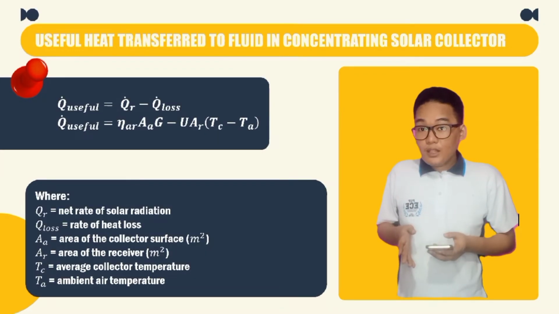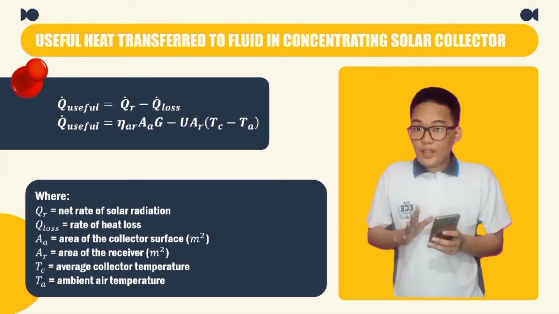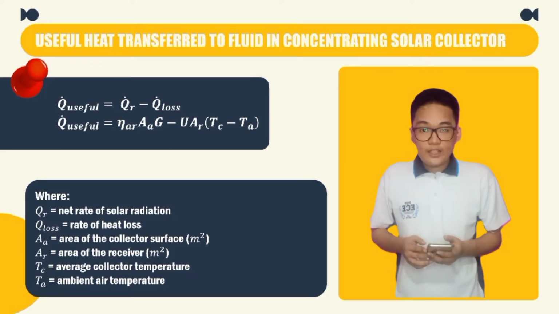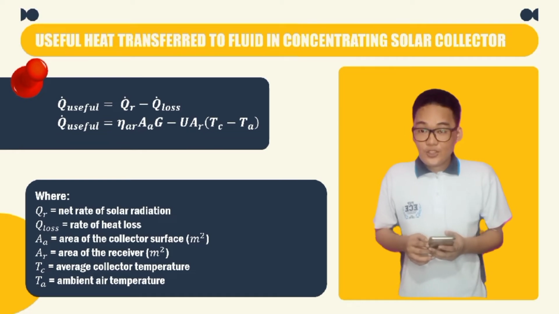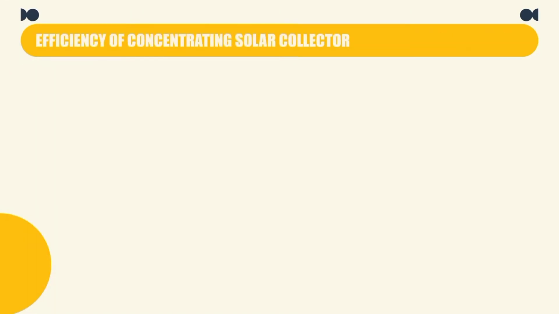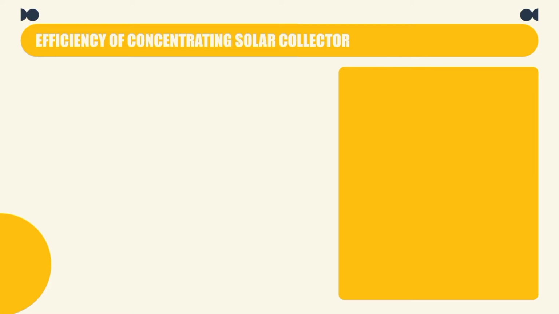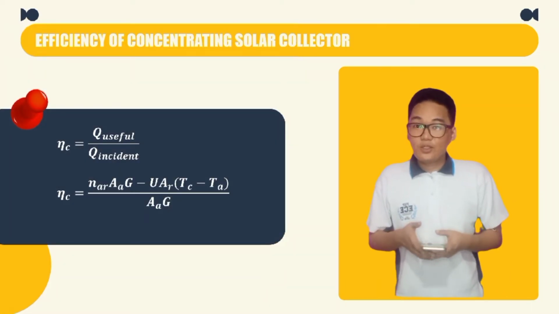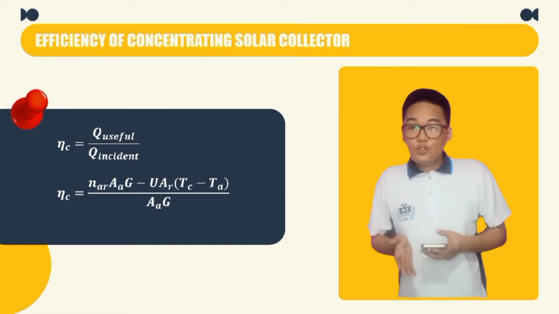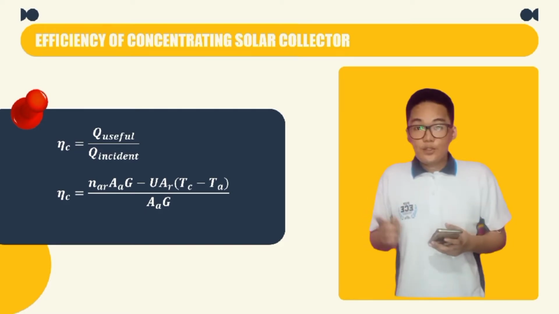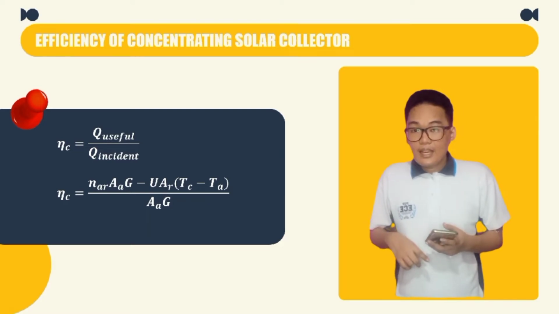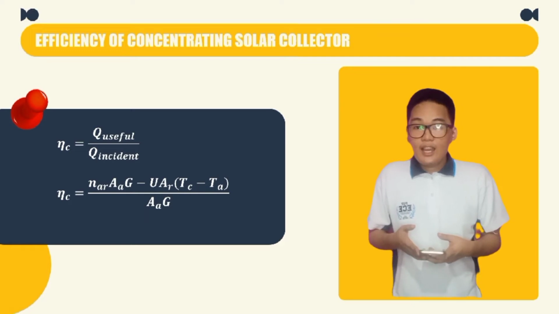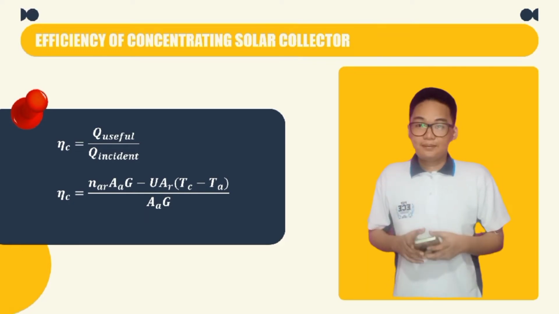Now, this is the formula for useful heat transferred to the fluid, which is basically the difference between the net rate of solar radiation and the net rate of heat loss. This is the formula for the efficiency of a concentrating solar collector, which is the ratio of the useful rate of heat transferred to the fluid and the incident heat. As you can see, the incident heat is equal to the product of the collector area and the solar irradiation.